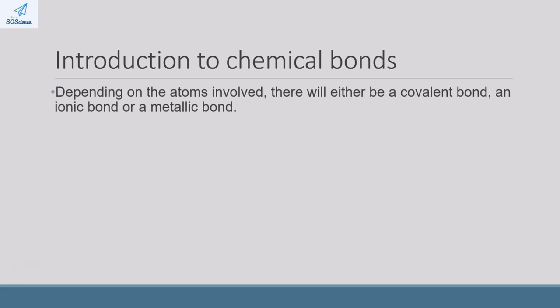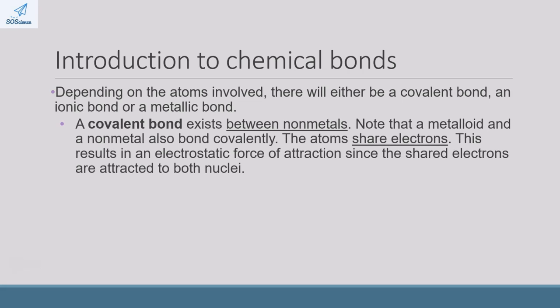Now, depending on the atoms involved, there will either be a covalent bond or an ionic bond or a metallic bond. A covalent bond specifically exists between nonmetals. Note that a metalloid and a nonmetal, when they bond, it is also a type of covalent bond. And very important is that in a covalent bond, atoms share their electrons.